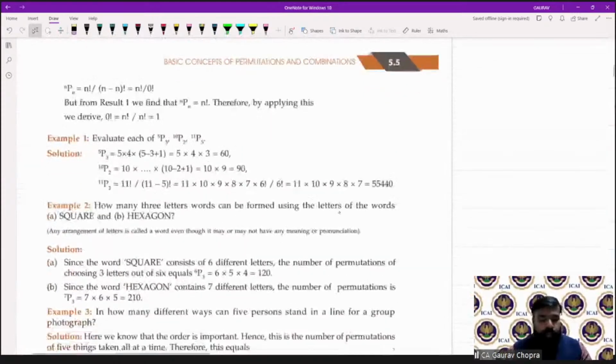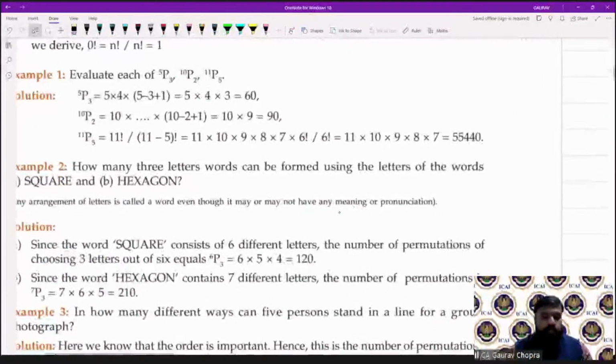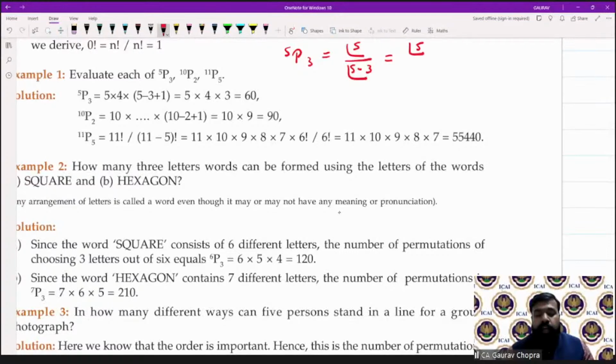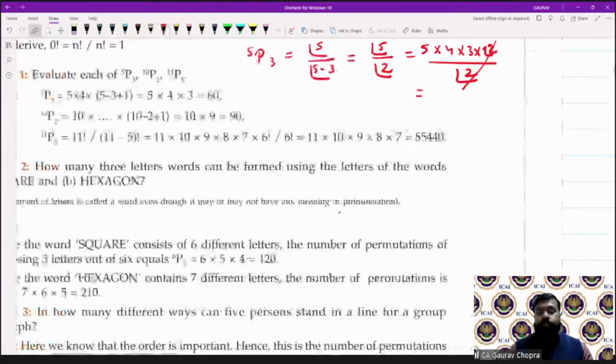So with this formula and these properties we have done, now you will be able to solve 5p3. So 5p3 is simply what? 5p3 is factorial 5 upon factorial (5 minus 3). So it becomes factorial 5 upon factorial 2. So 5 into 4 into 3 into factorial 2 upon factorial 2. Factorial 2 gets cancelled, so the result will be 60.